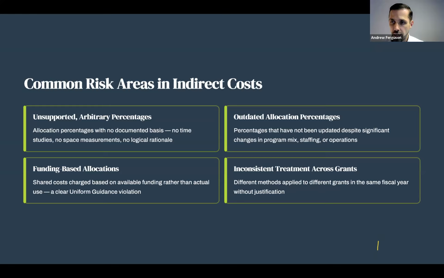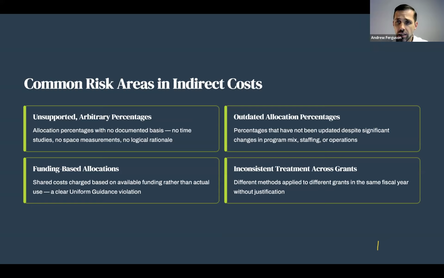So if a big grant that they've had for years expires and they're not renewed, well, they need to go back and update their cost allocation plan. If their FTE count drops by like 10% for whatever reason, maybe because of turnover, they need to go back and update it, even if it's not the end of the quarter, month, or year. So that's a control in order to prevent outdated allocation percentages.